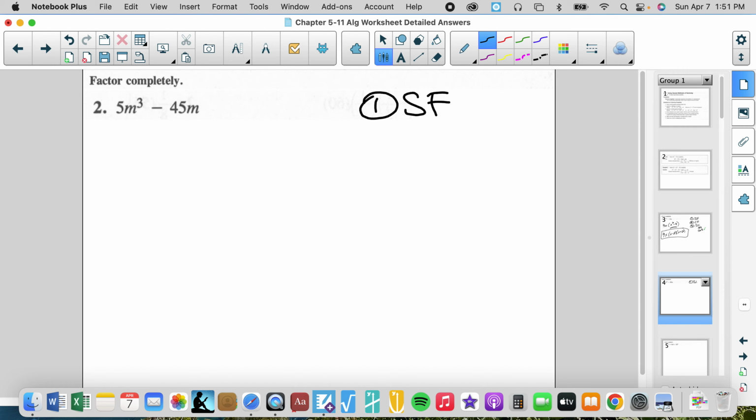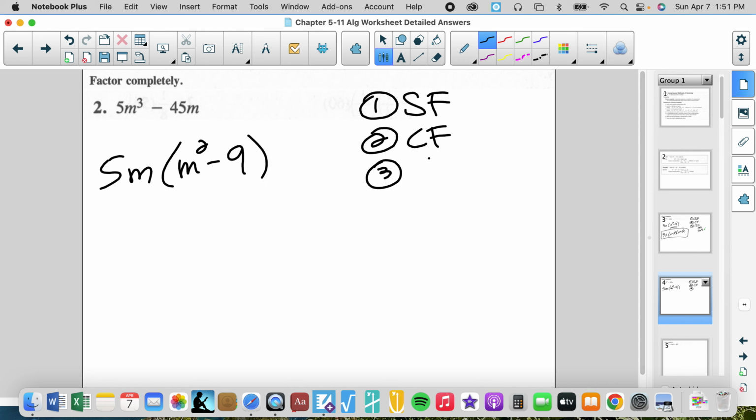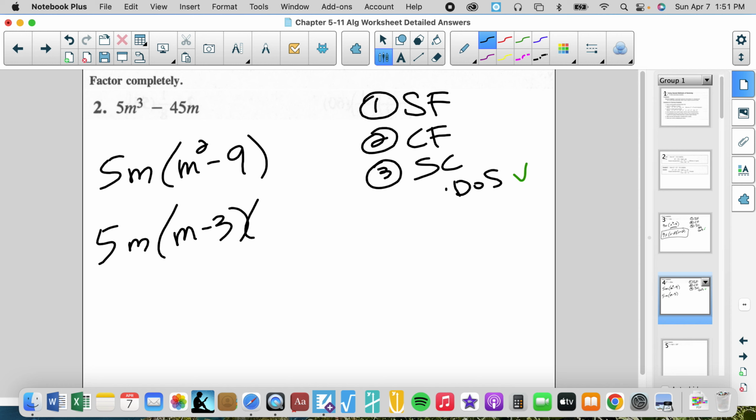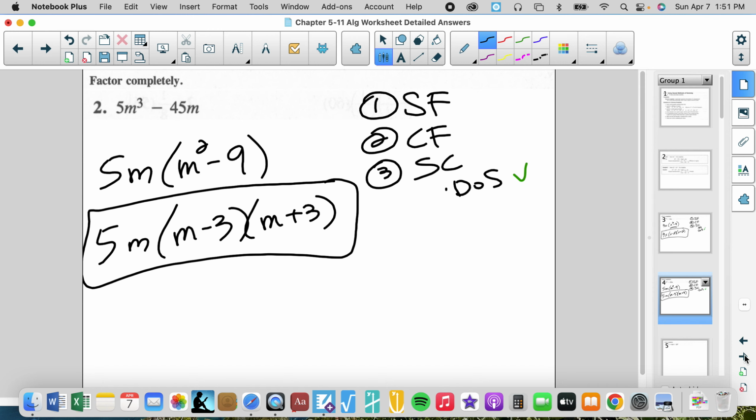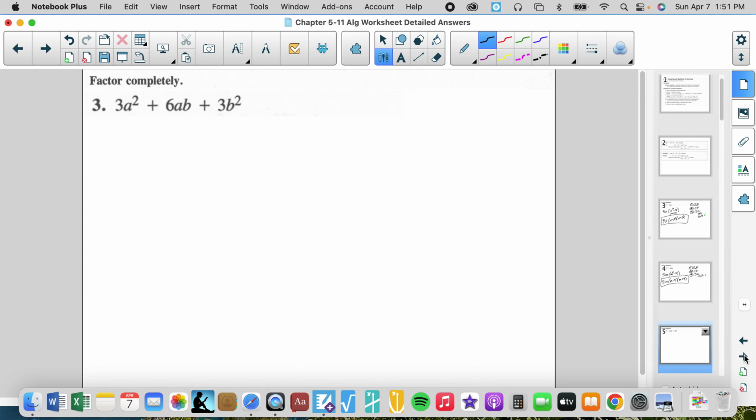Is it in standard form? Yes. Is there a common factor? Yes, there is a common factor, 5m, and that leaves us with m squared minus 9. Now we have to keep going. Is it a special case? Is it the difference of squares again? Yes, it is. So that becomes m minus 3, m plus 3. And this is why all that practice earlier in chapter 5 comes to fruition. We have to be able to recognize these relatively quickly so we can be efficient in our factoring.